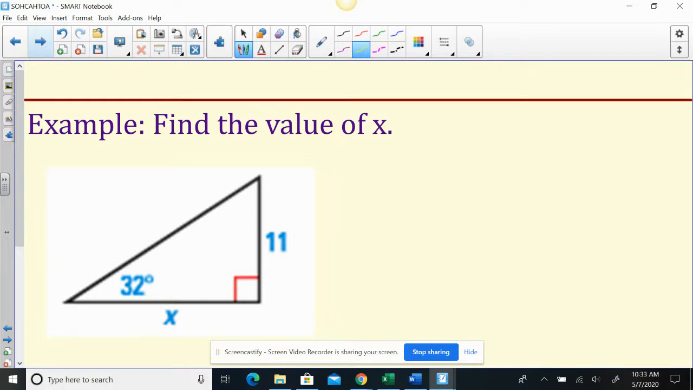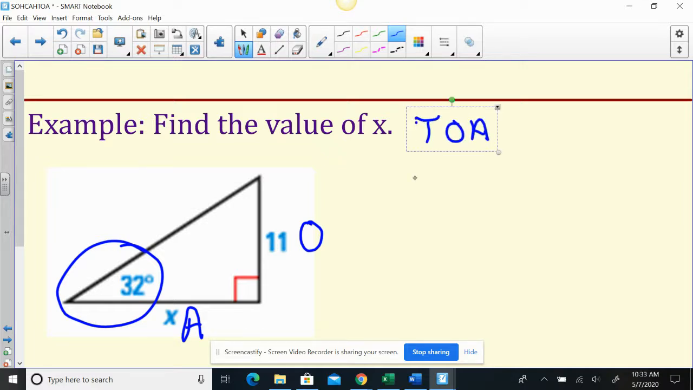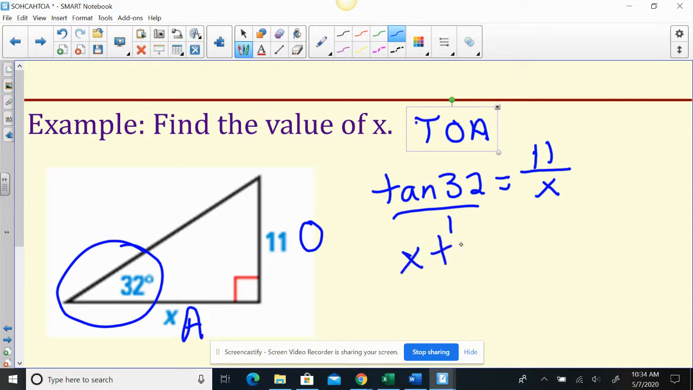Pause. And let's go. So here's my angle. I have opposite and I have an adjacent. I don't have a hypotenuse, so this time I have no h. So OA means I'm going to use tangent. So tan of my angle equals, keep it in the order, opposite over adjacent. All right, x down low. So if I want to think about cross multiplying, this would give me x times tan 32 equals 11 times 1, which is 11. So I'm going to have to divide by tan of 32.